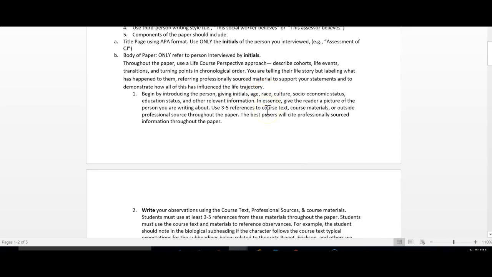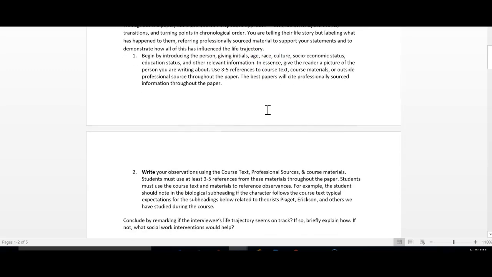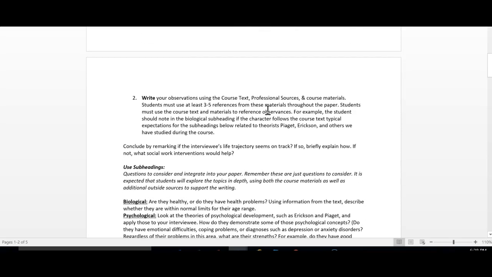So begin by introducing the person. There's some information there that you need to read. And then you're going to write your observations, okay? So you're going to use at least 3 to 5 references, and these references are not just the course text. I want to see that you refer to the course text, and I want to see that you did some outside research on this person's issues.